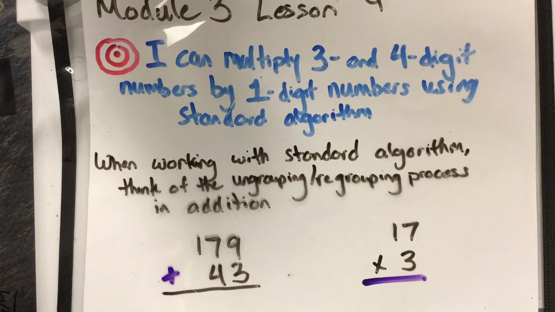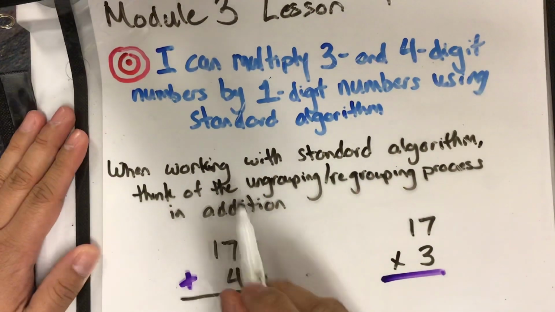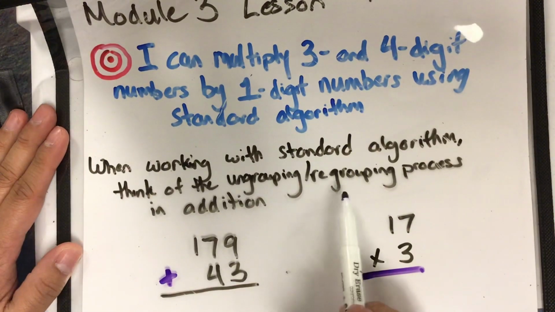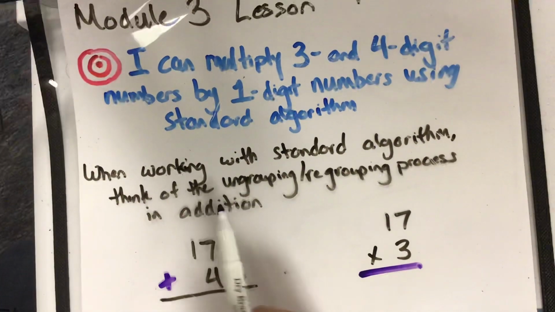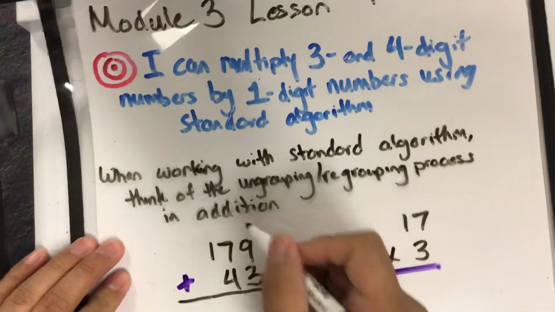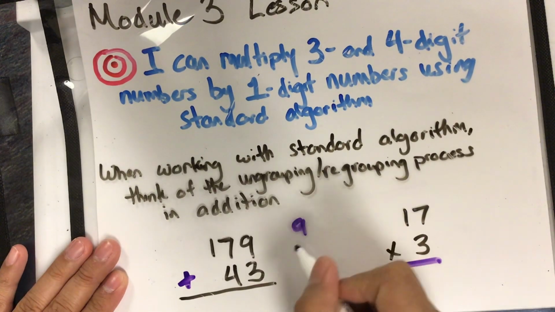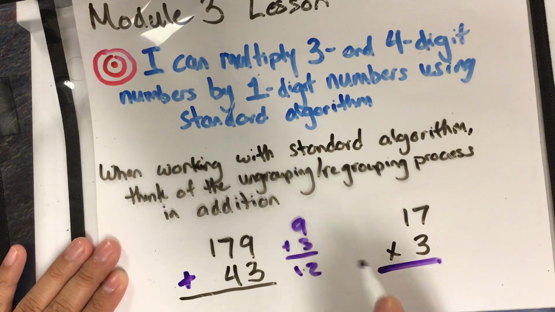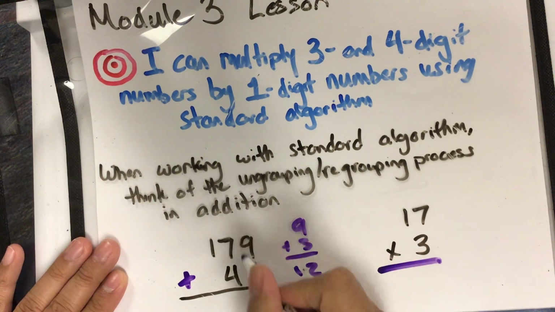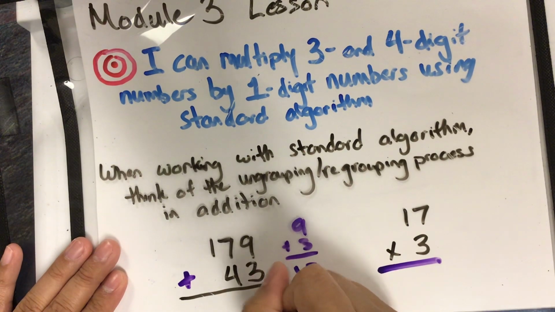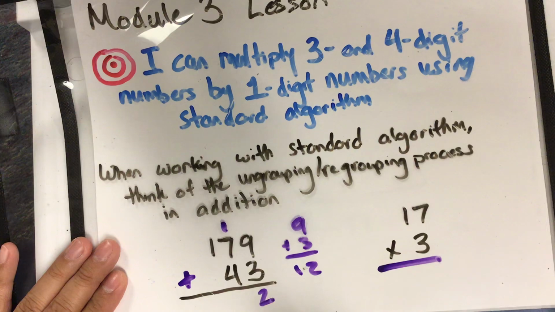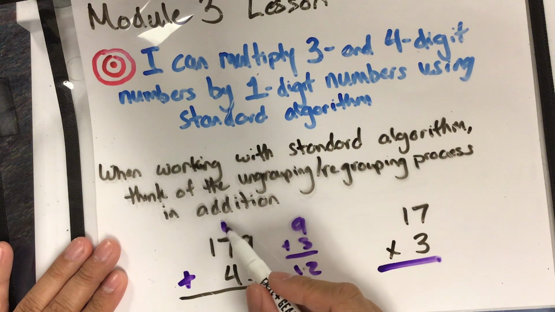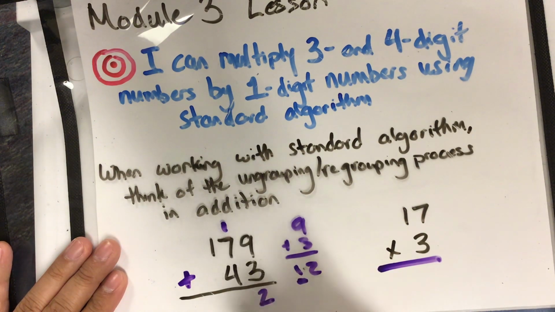The important thing to know when doing this is to think of ungrouping and regrouping when you're doing addition. And what do I mean by that? If we have 9 plus 3 here, we know that equals 12. That means we put our ones place down below, and we carry our tens place up top. We grouped that 10 to move it over 1. So now that 1 ten that's here is up here. Now we have 1 ten plus 7 tens, which is 8 tens, plus 4 tens, that equals 12 tens.